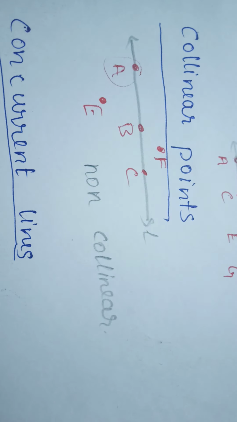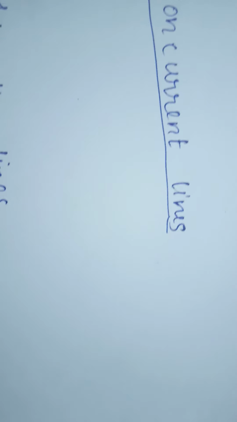Non-collinear means they are not collinear. If the points do not lie on any line, they are known as non-collinear points. Understood? Now, next comes the concurrent lines.